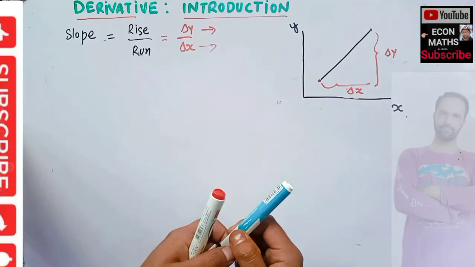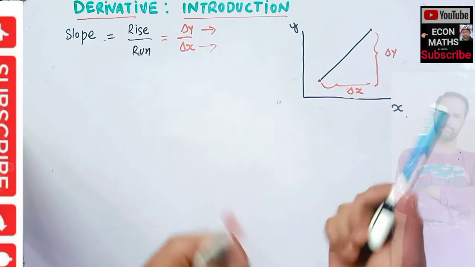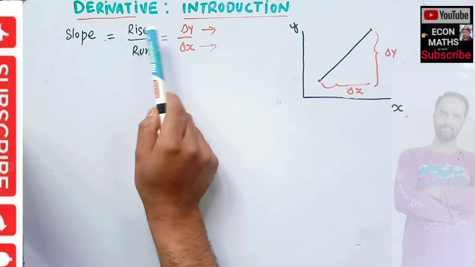In this video, we will learn about derivatives, an introduction. By derivative, what do we mean? The slope. And what is slope? Slope is the rise over run.